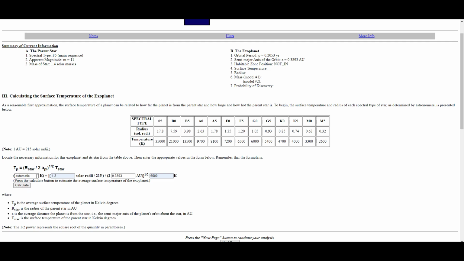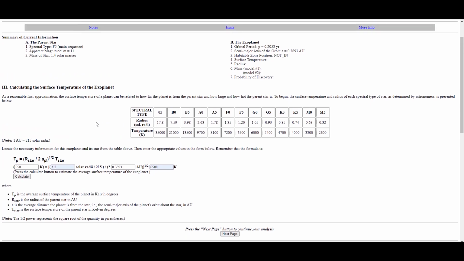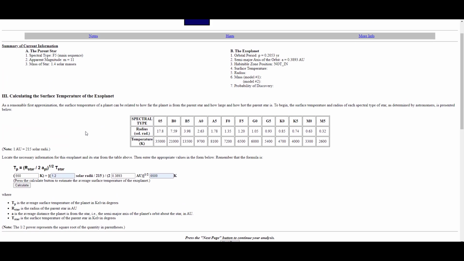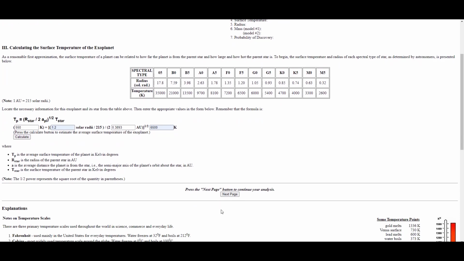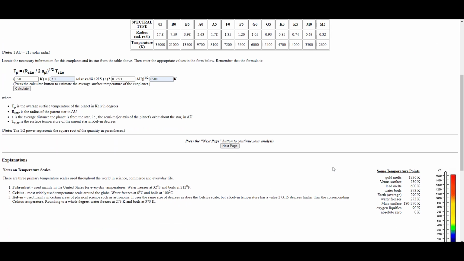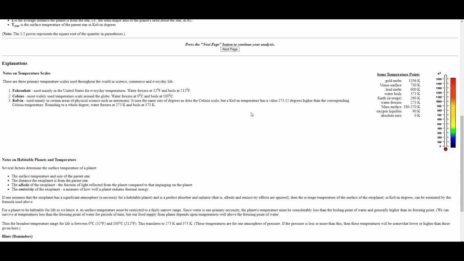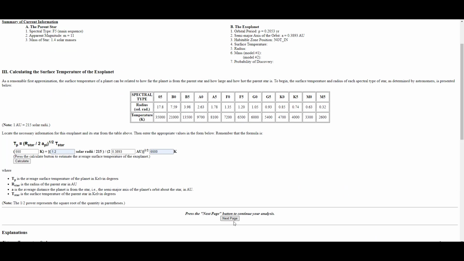It's going to tell us the temperature of the planet, which is 550. And that's all we need. So 550 Kelvin, pretty warm planet. That's pretty close to the star. So there you go. And there's some readings about that down here about the temperature scale. But we got our data from that, so we're good.